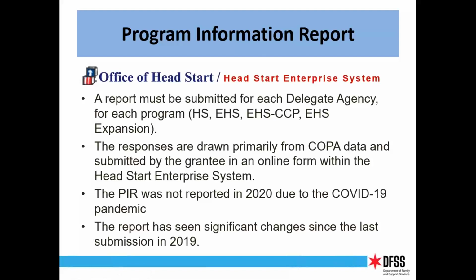So a report has to be submitted for each agency and each program. That means if your delegate agency has a Head Start program, Early Head Start funded children, and an Early Head Start Child Care Partnership funded program, there will be 3 separate PIRs that are submitted to the feds, one for each funding stream. The grantee puts that together.